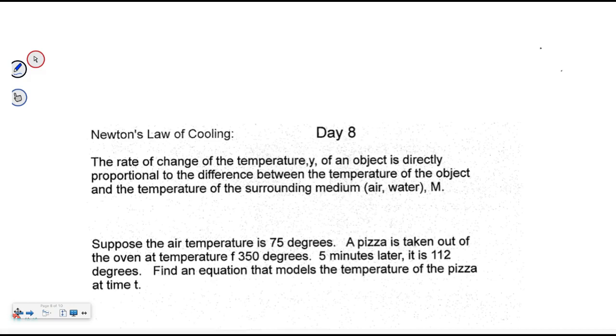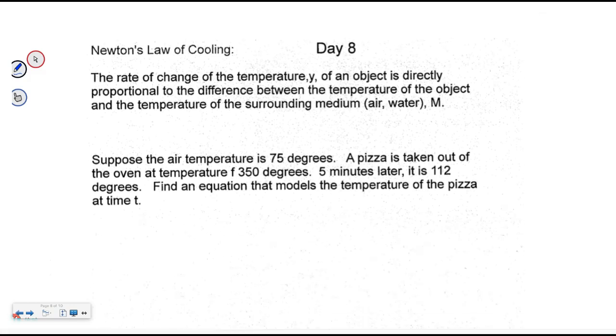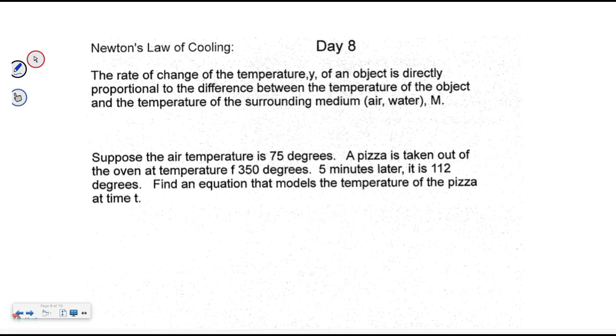You just take a bite. If it's too hot, you wait. Right? But we're going to show you how Newton's law of cooling works. It's called Newton's law of cooling because he's the author of the model.